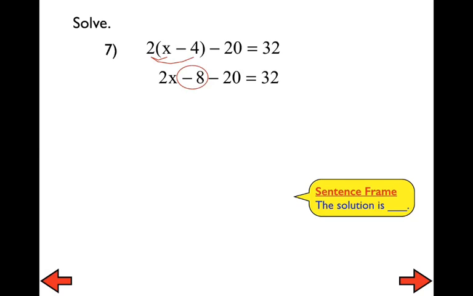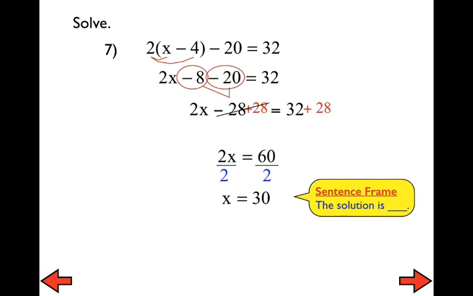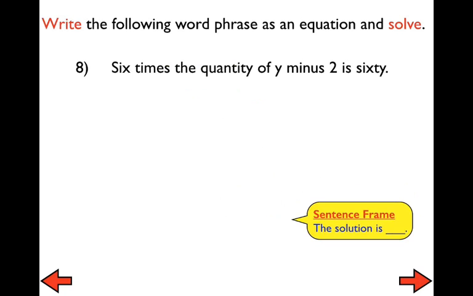Now we have common terms right here. The negative 8 and the negative 20, those are like terms because they are constants. And constants don't have variables, so they are numbers without variables. That would give us 2x minus 28 equals 32. Now it's a simple two-step equation. Add 28 to both sides, and then divide both sides by 2, and we get x equals 30. So the solution is x equals 30.